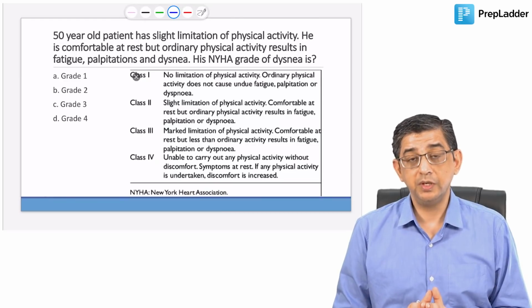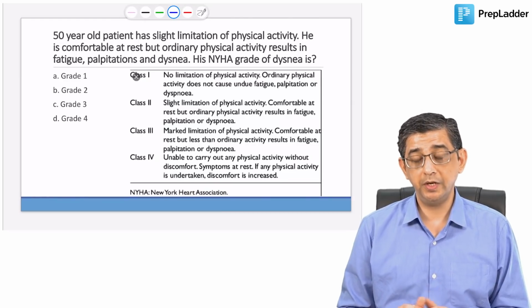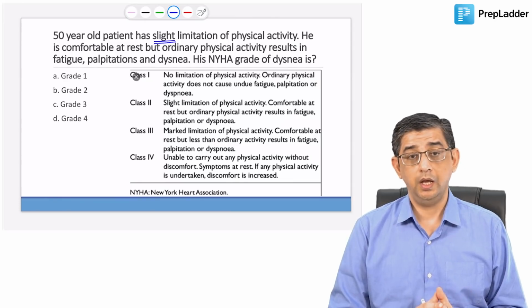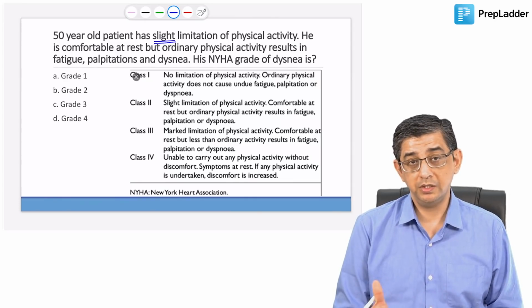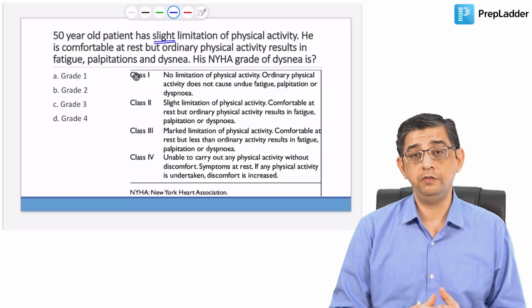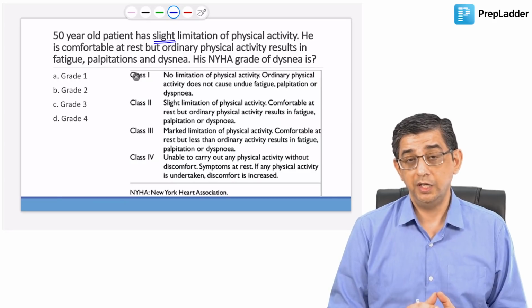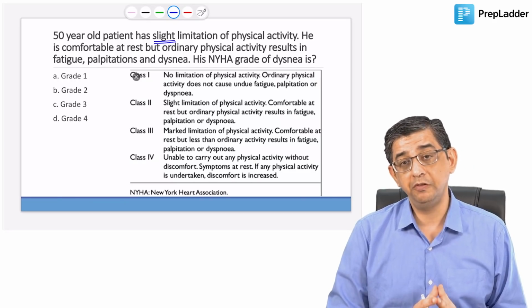The next question talks about a 50-year-old chap who's having slight limitation of physical activity, which implies like difficulty in climbing stairs. He's comfortable at rest, like I'm sitting on a chair, I'm comfortable, but ordinary physical activity like climbing stairs is resulting in fatigue, palpitations, and dyspnea. His New York Heart Association grading of dyspnea is.